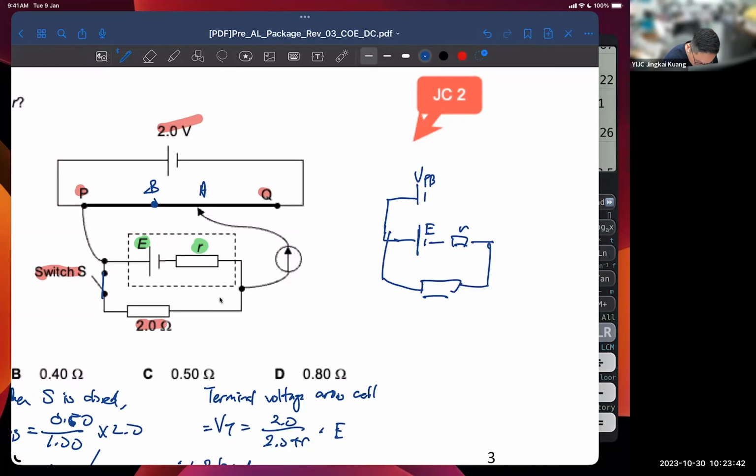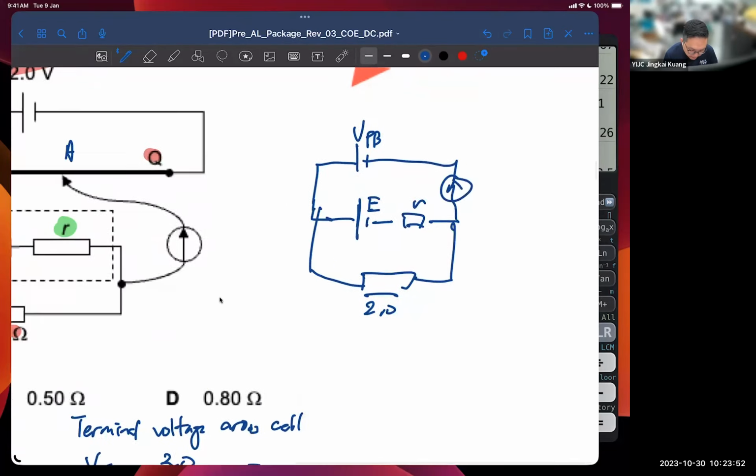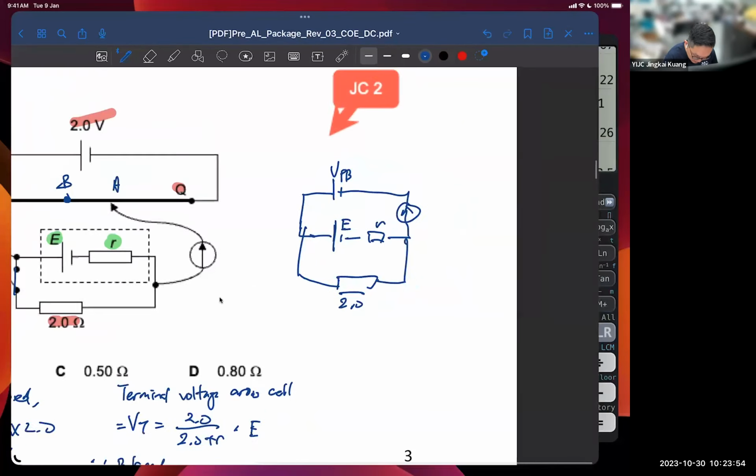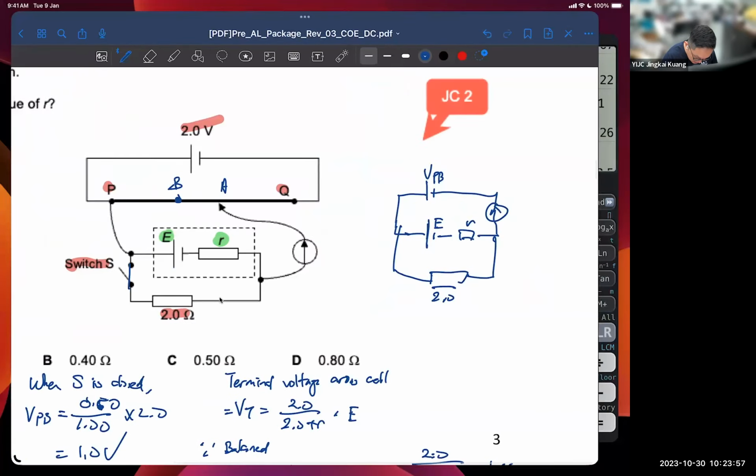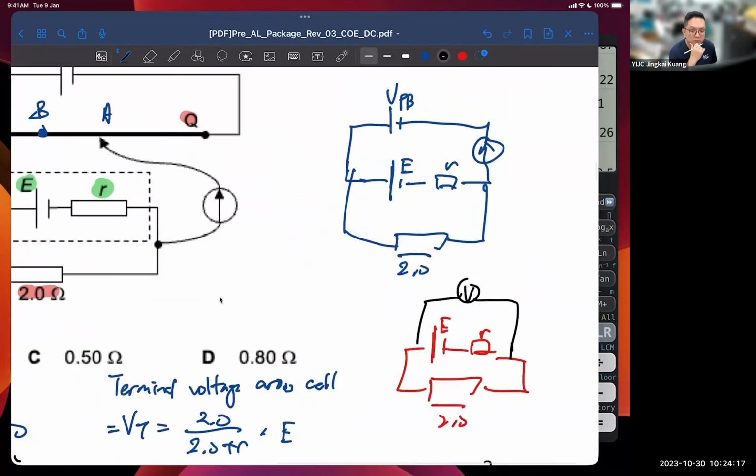Comes like that. Like this, right? Okay. If I were to draw it differently, if I give you this E and R, 2.0, then I take a voltmeter. Hold on. I take a voltmeter, I connect like that. Will you be able to calculate the reading of the voltmeter?